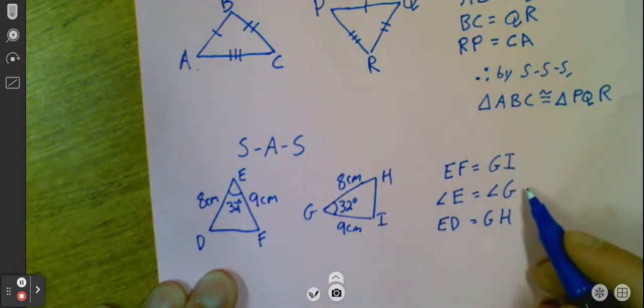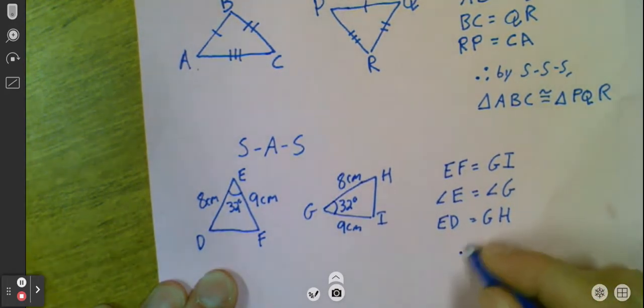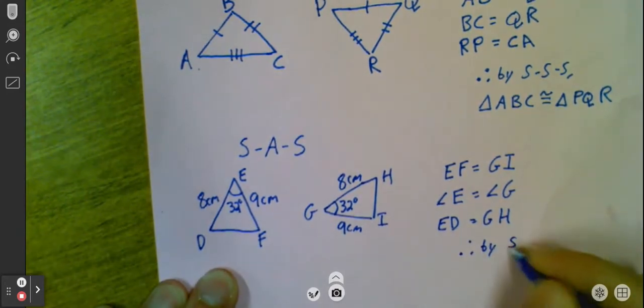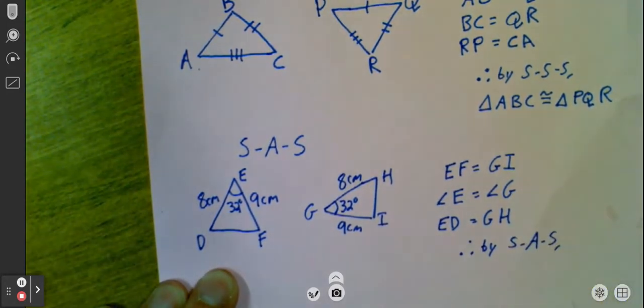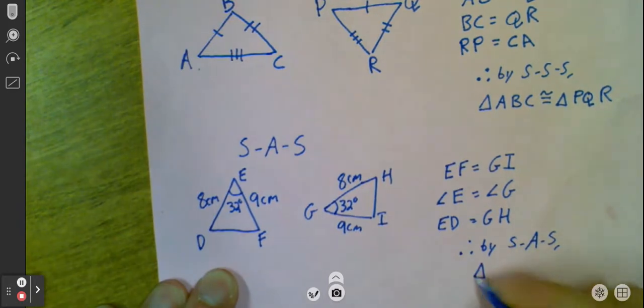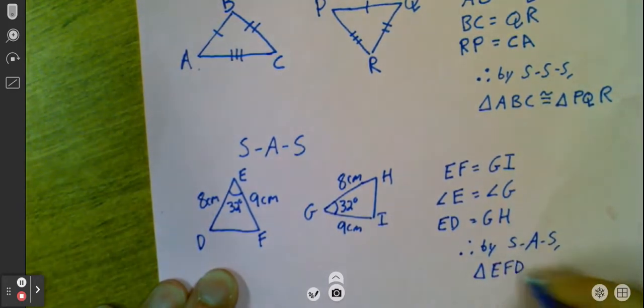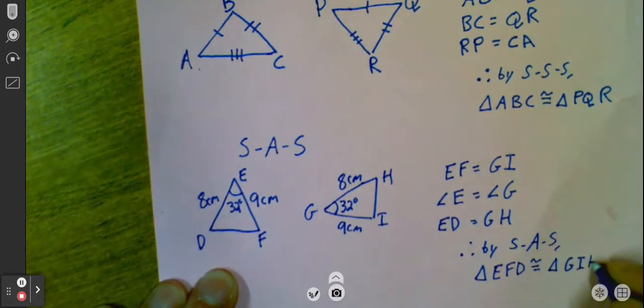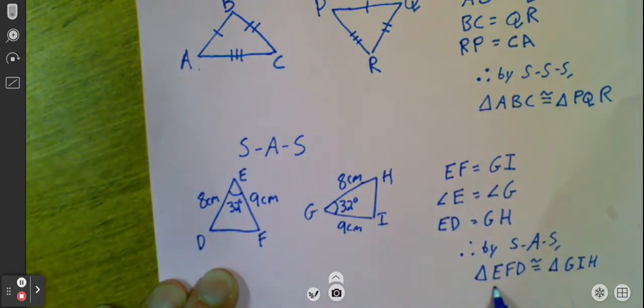So I know side, the angle in between, and then another side. And so I can say that therefore by SAS, that is also enough for me to prove or to show that triangle EFD is congruent to triangle GIH. So I can pick the order I want to put the letters of the first triangle. So I could call this DEF, FED, they're all correct.